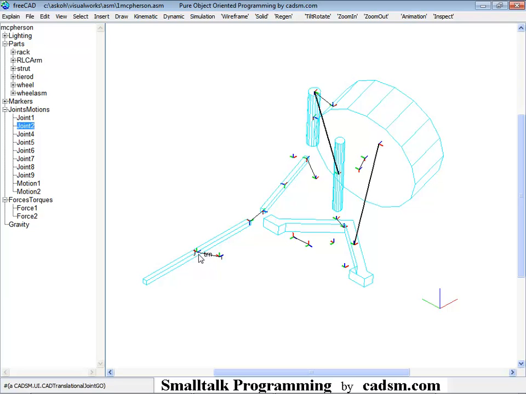So, for example, this marker is connected to that marker with a translational joint, meaning that this joint can only move in translation. This joint is a universal joint, and this one is a spherical joint. Besides joints, there are forces. So, there's a spring force between these two markers and a damper force between these two markers, and then there's a force of the ground onto the tire. And there are motion statements or actuators that prescribe motion for the joints.